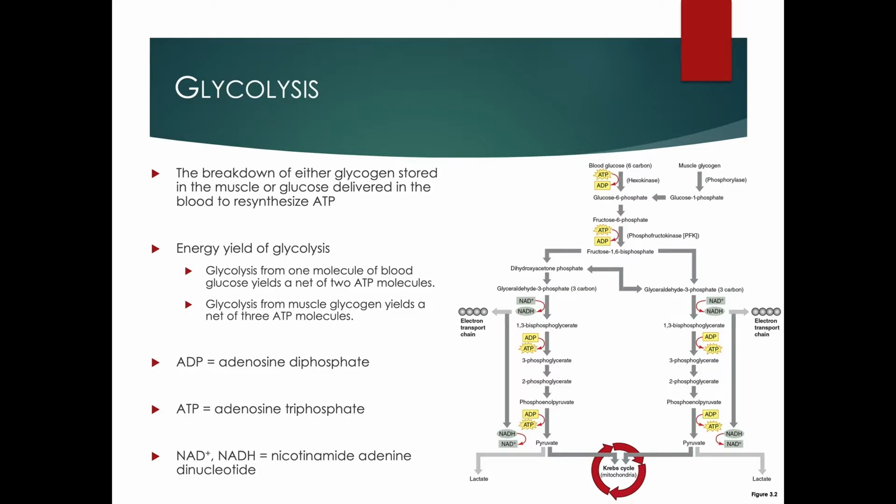Then you have glycolysis. So the breakdown of either glycogen stored in the muscle or glucose delivered in the blood to resynthesize ATP. There's 12 steps to glycolysis. We don't need to know all of them. The biggest thing you need to know is what's controlling glycolysis. And actually, the one thing that controls all of your energy systems for the most part is your adenosine diphosphate buildup, your ADP buildup.